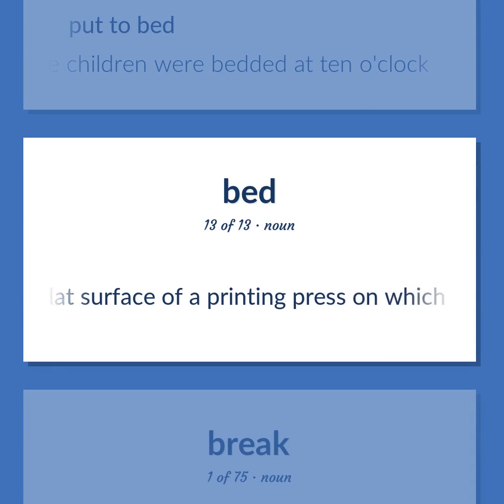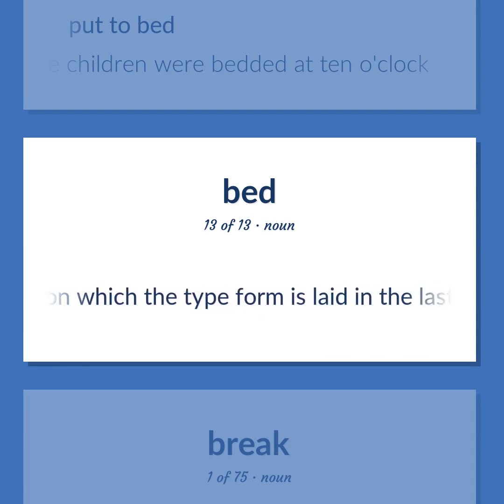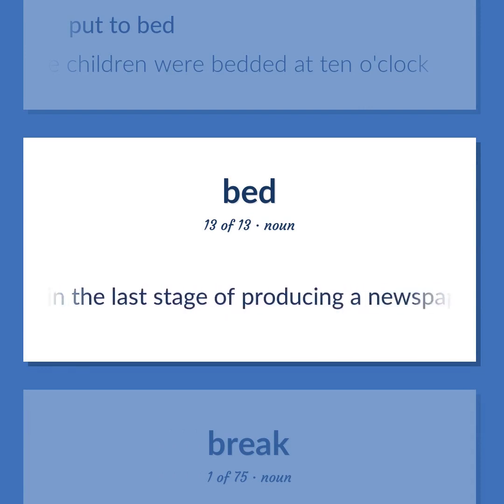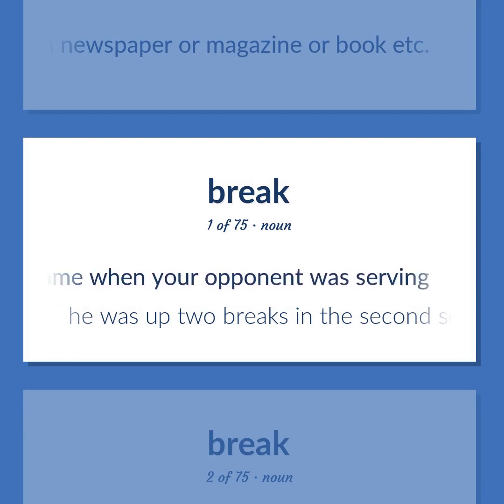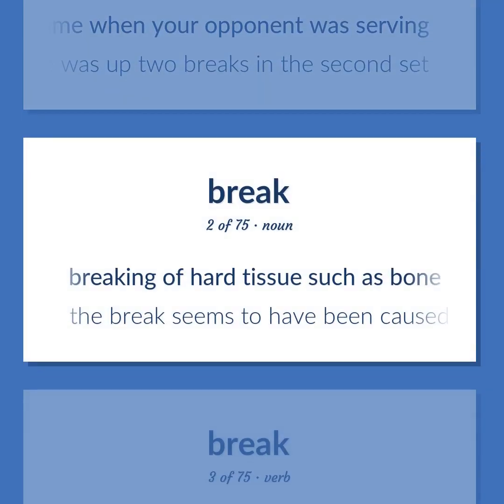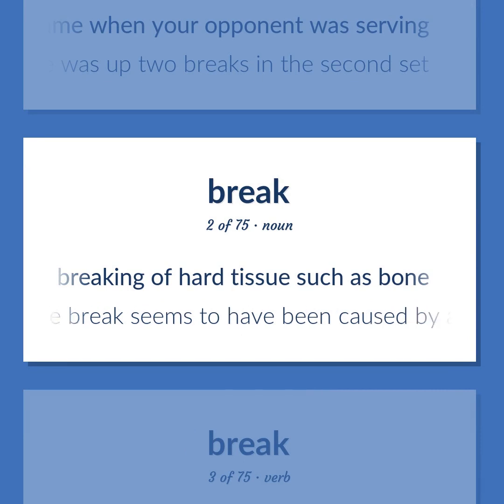The flat surface of a printing press on which the type form is laid in the last stage of producing a newspaper or magazine or book, etc. Tennis. A score consisting of winning a game when your opponent was serving. He was up 2 breaks in the second set. Breaking of hard tissue such as bone. The break seems to have been caused by a fall.